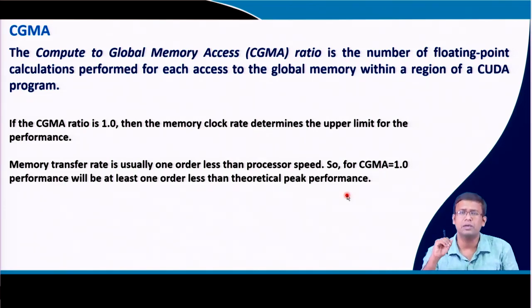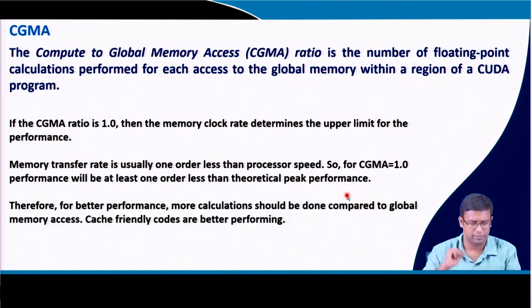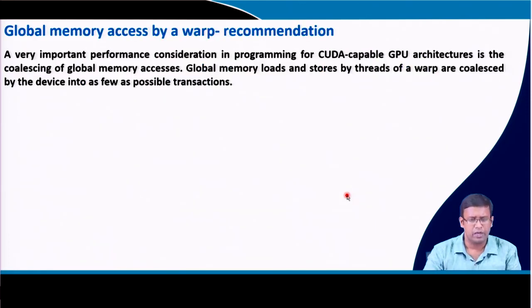Because of this CGMA, which can sometimes get close to 1, we do not get the theoretical peak performance, which is based on how many floating point operations the core can do. If you have one memory access per floating point operation, then your speed is limited by the memory access and the speed reduces. For better performance, more calculation should be done compared to global memory access, and cache friendly codes perform better.